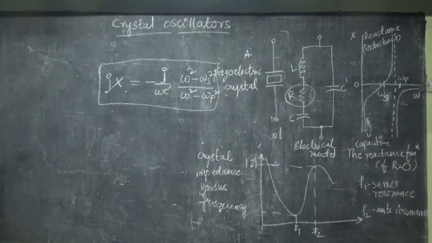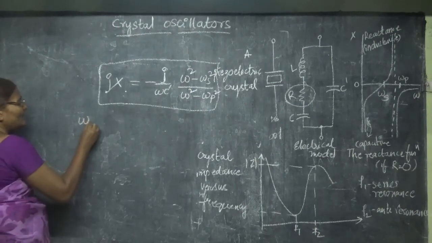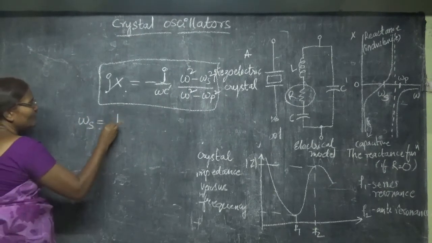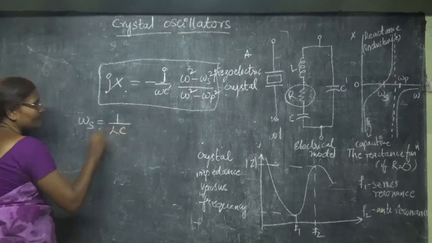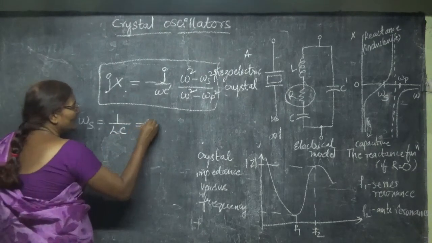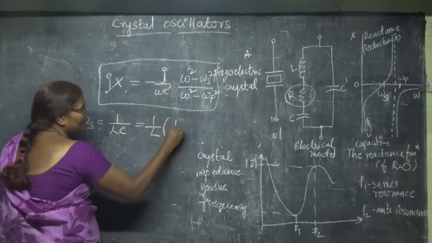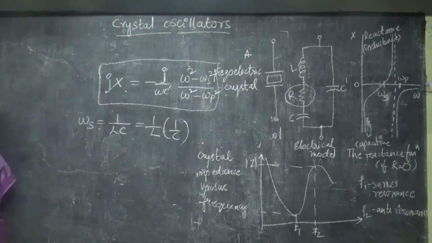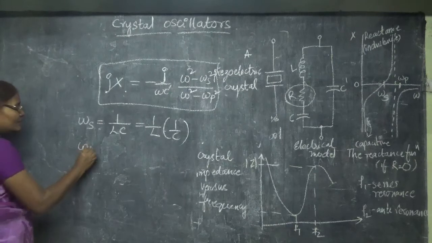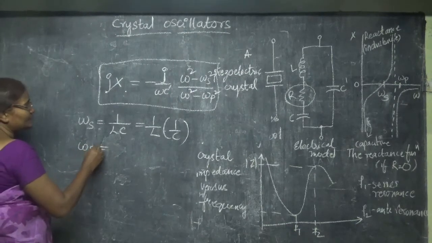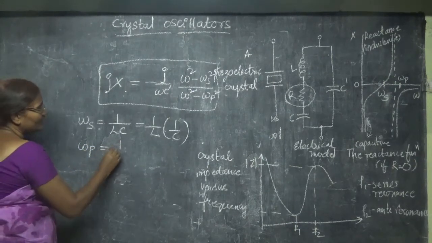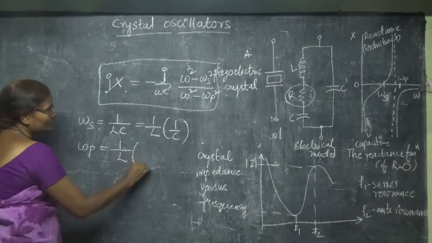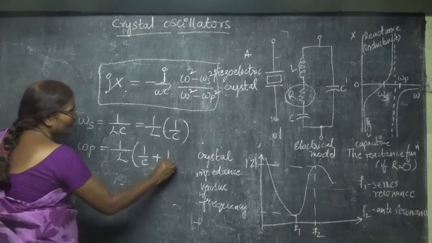Now, for the series resonant frequency, omega s is going to be 1 by root of LC, and this can be written as 1 by root of L into 1 by C. But the parallel resonance frequency omega p is going to be 1 by root of L into 1 by C plus 1 by C dash.